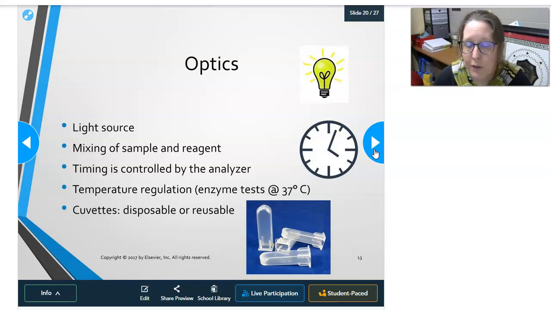There is also temperature regulation going on in the testing phase. If a test has to happen at body temperature, and a lot of the enzyme tests do, then there are preheated cuvettes where the reaction is maintained at 37. If you have a variation in that temperature, then you can have problems with your testing. And the cuvettes are where the reaction takes place. In some systems the cuvettes are disposable; in some, they are washed and reused. That just varies from one system to the next.